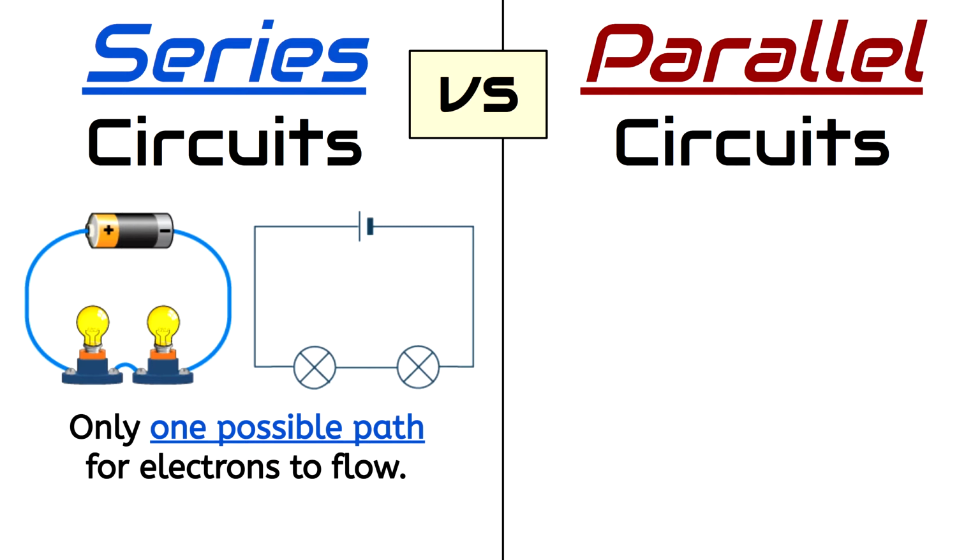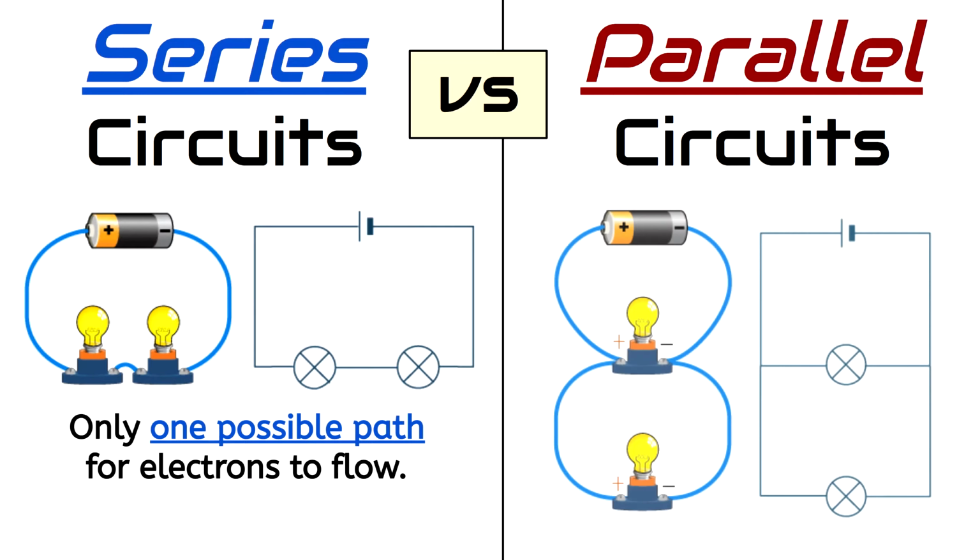In this case, there is only one path the electrons can take, and that is out of the negative and then moving clockwise through both of the bulbs until it returns to the positive terminal of the battery. A parallel circuit, on the other hand, gives the electrons choice.